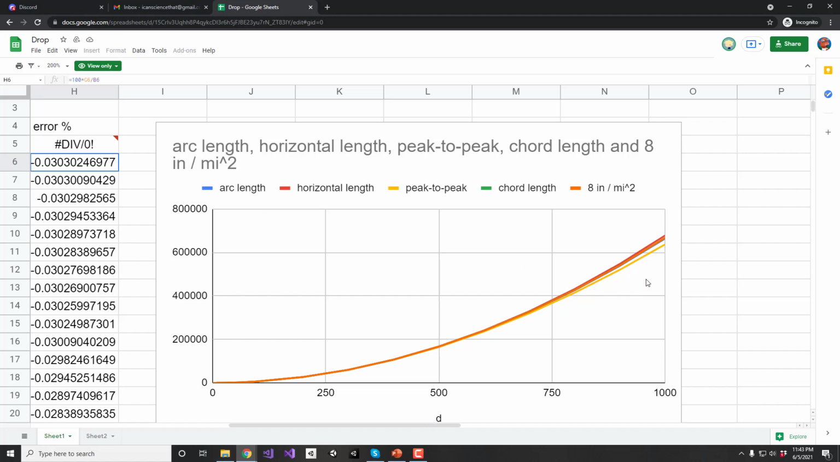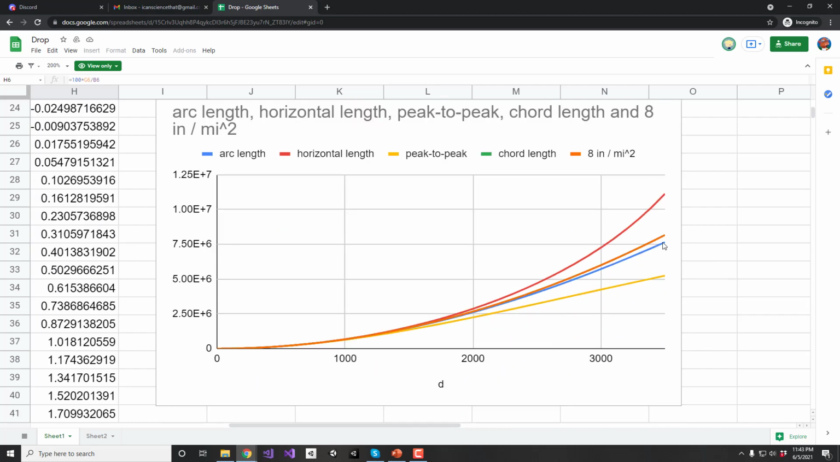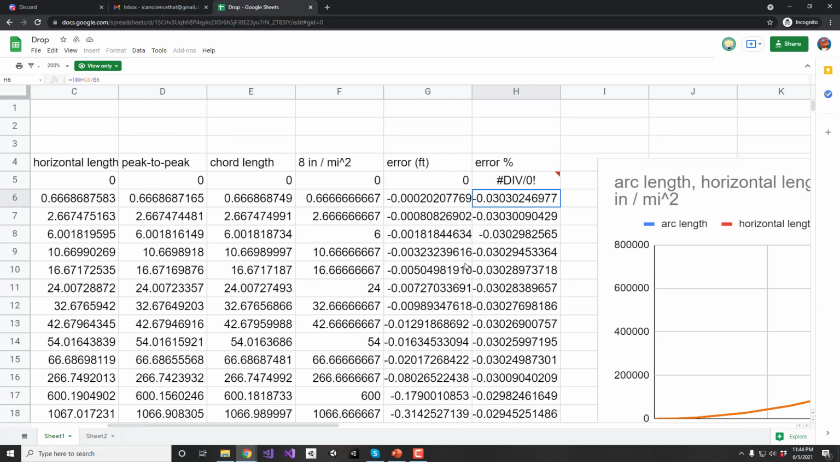Okay, but yeah, 1,000 miles, maybe that's not far enough. Let's push it. Let's see what happens if we just go all out. And this is what we get. Interesting thing for me here is that the horizontal length method and the arc length method diverge by more than the arc length method does against the 8 inches per mile squared method. The takeaway here that was absolutely eye-opening for me is that the 8 inches per mile squared estimate is really, really good. How good is it?